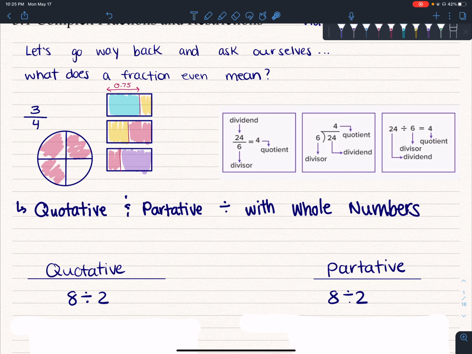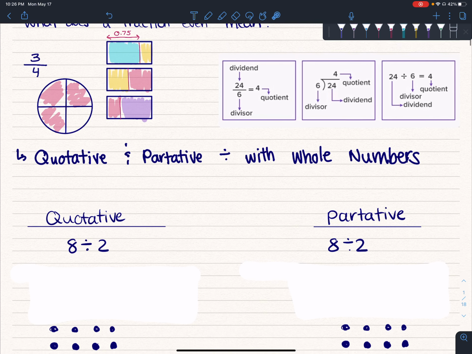So there's different ways to visualize it. You can see it as you cut up one thing into 4 and you have 3 of those pieces, or you actually divided up 3 separate things. So that's where it gets confusing, is that it can mean different things depending on the context.